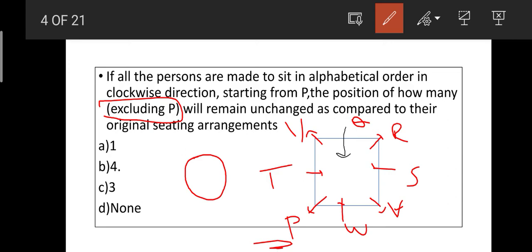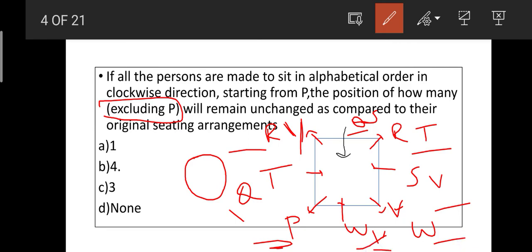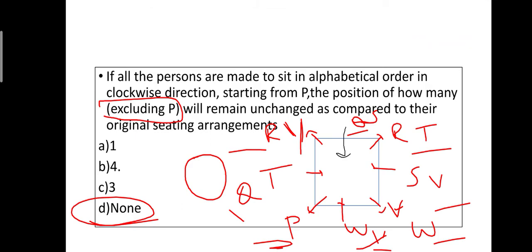Okay, now we will be arranging this in alphabetical order. P, Q, R, S, T, V, W and then Y. Here how many persons are sitting in the same original position when we have rearranged them according to the alphabetical order? Do we have anyone? No, we did not have anyone, so we should choose the option none. Okay, now we will be moving to the next question.